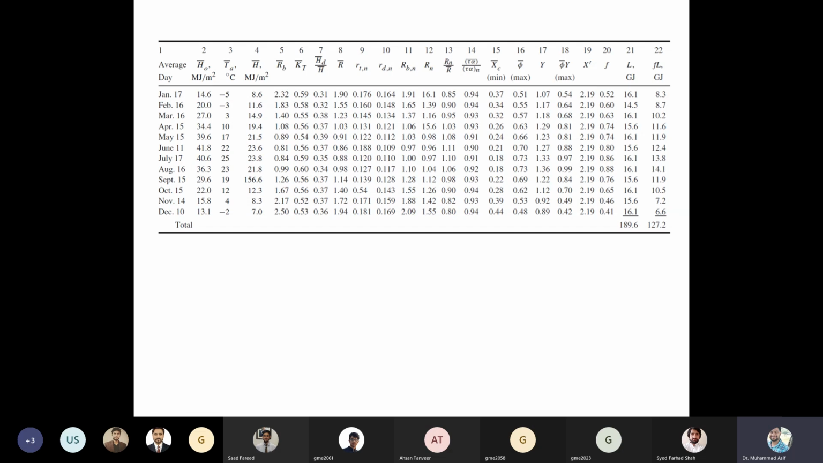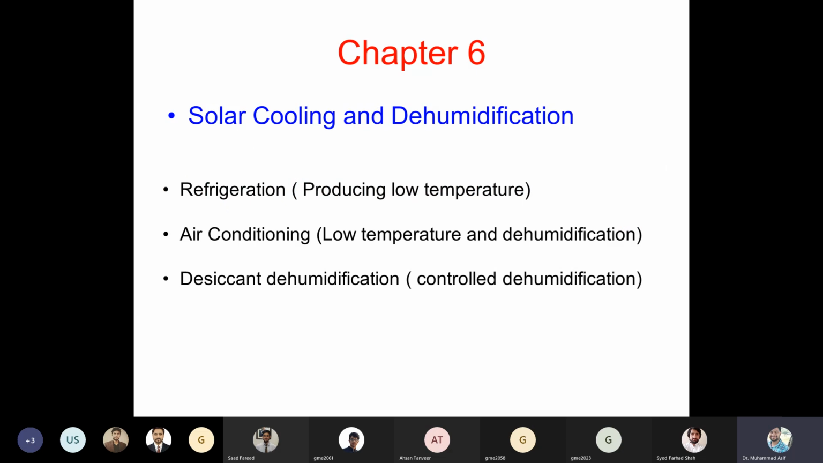Let's continue with the next chapter, chapter 6. Chapter 6 is about solar cooling and dehumidification. When we say solar cooling and dehumidification, basically solar energy has application in refrigeration, in air conditioning, and in desiccant dehumidification.